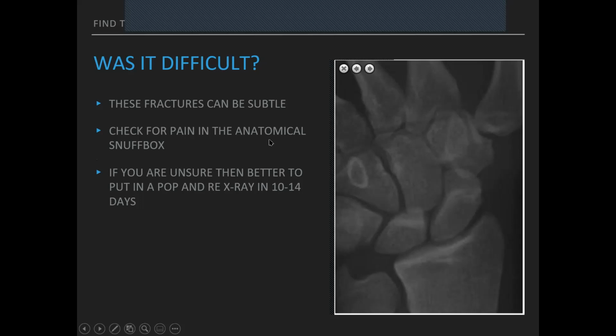Now, one of the other things that you can check is pain on the anatomical snuff box. So you press directly on the anatomical snuff box. That normally gives you pain in a scaphoid fracture. And if you try and move the thumb around at the same time, it's very painful. So those are clinical indicators of a scaphoid fracture.